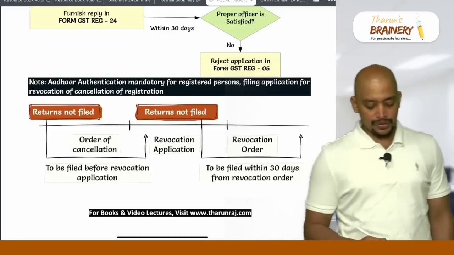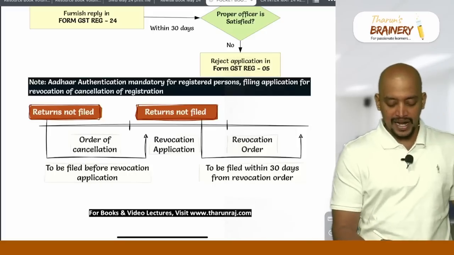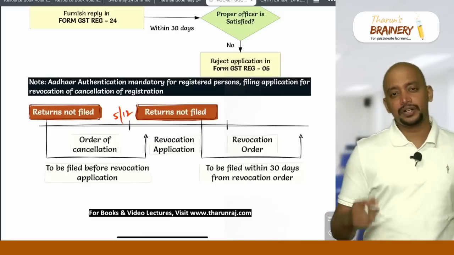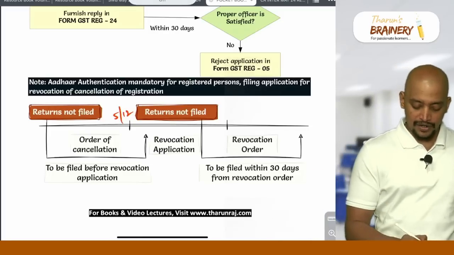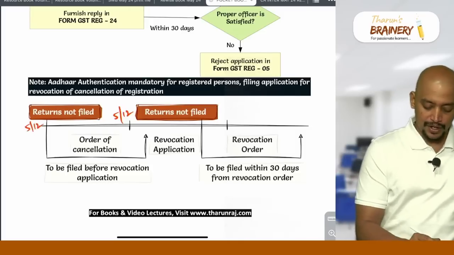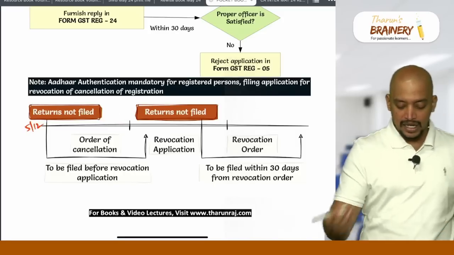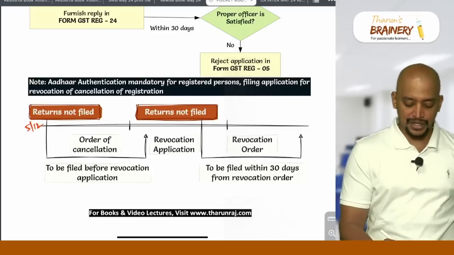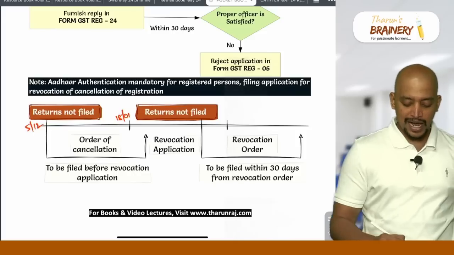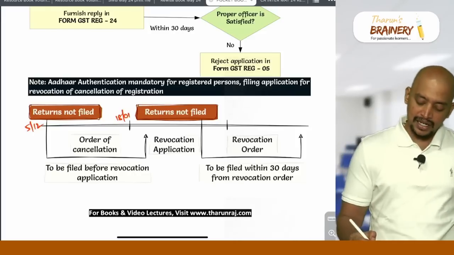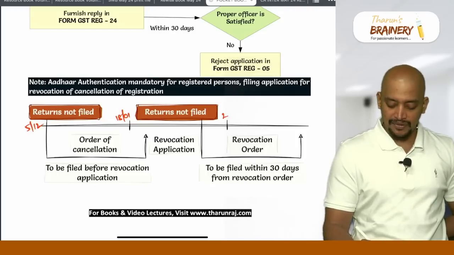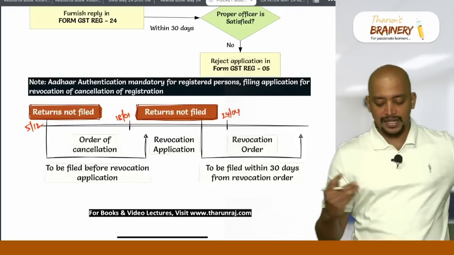Now see this, suppose the order of cancellation is 5/12, and thereafter I make the revocation application. So the revocation application I have to make somewhere like 18th of January. After making the revocation application they will pass the revocation order. Say the revocation order is somewhere like 24th April, they passed a revocation order.